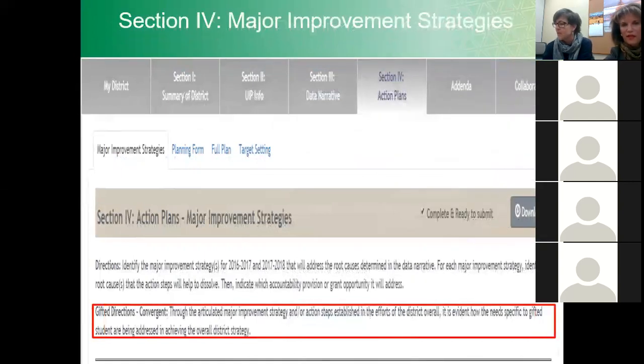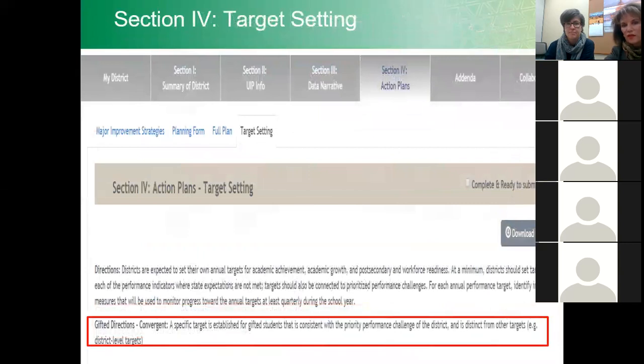Okay. And then as you can see, gifted education directions are embedded on the major improvement strategies for action planning. And then again here with the target setting, gifted directions. So you will see on the form gifted directions in our 4 areas of requirements.